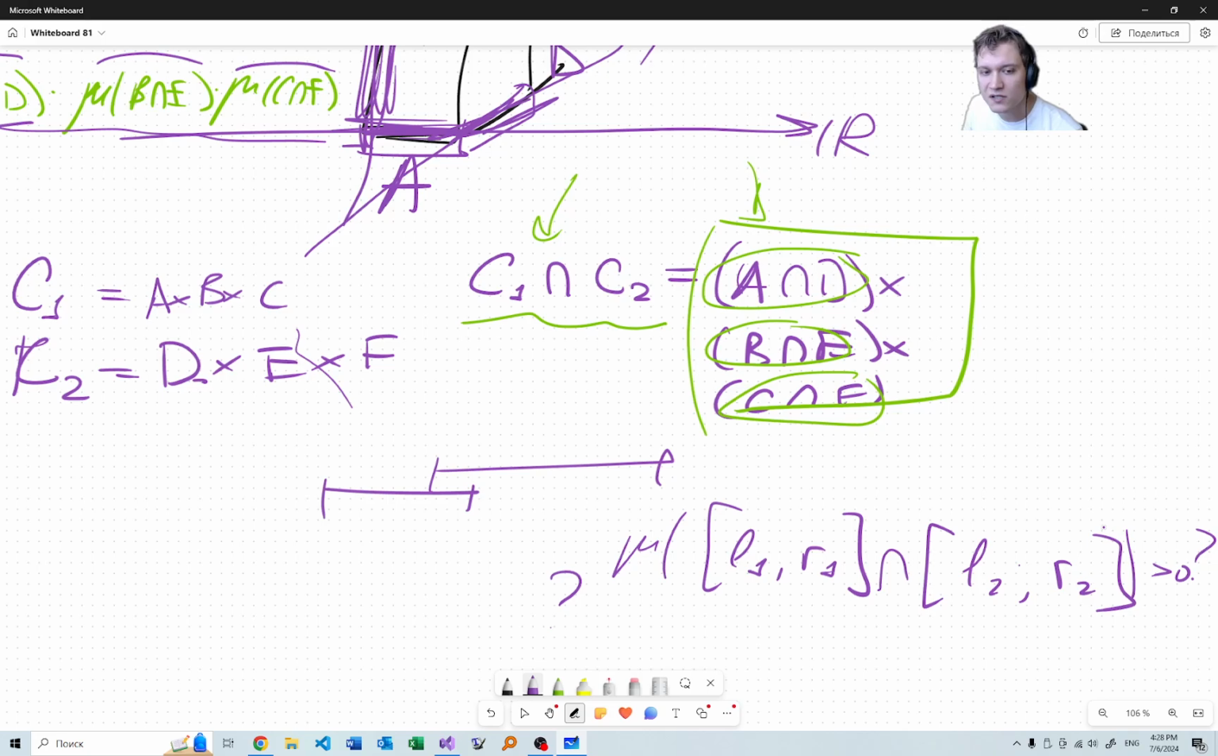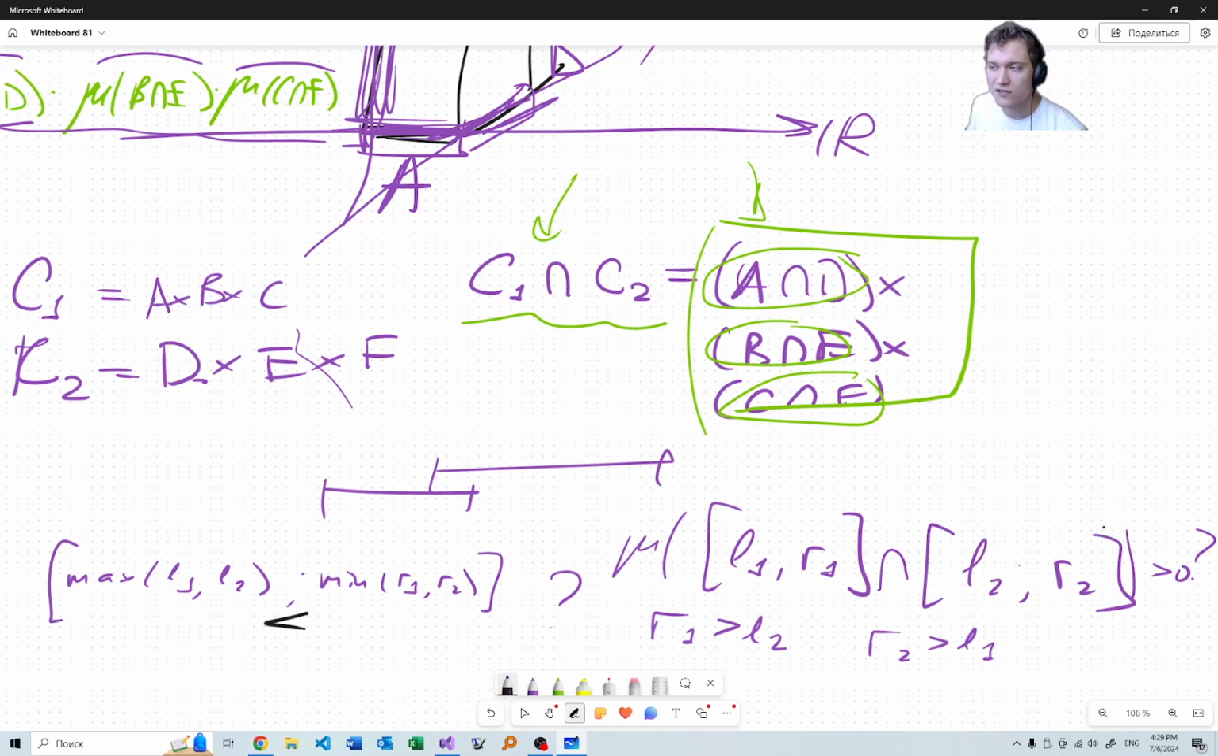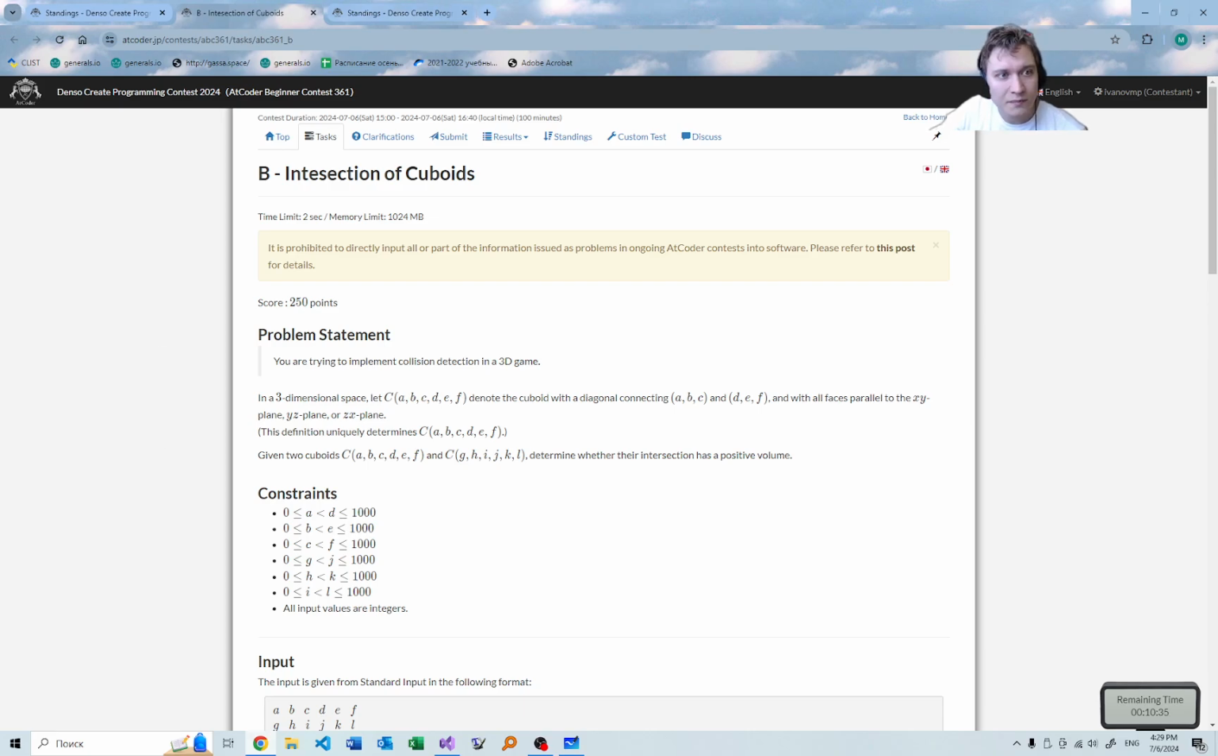Well, this is quite standard. You just want to check that R1 is greater than L2 and R2 is greater than L1. If this is true, then you're good, because the intersection is simply the maximum of L1, L2 and the minimum of R1, R2. So you want the maximum to be less than the minimum. This is the criterion. So you check all three conditions and take their conjunction. That finishes problem B.